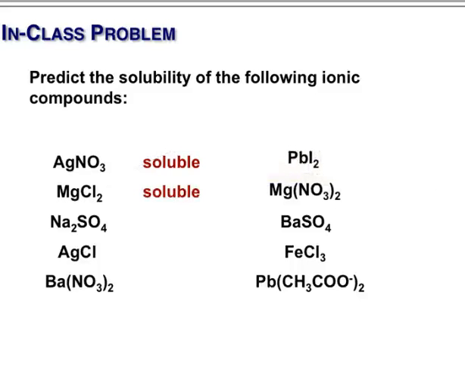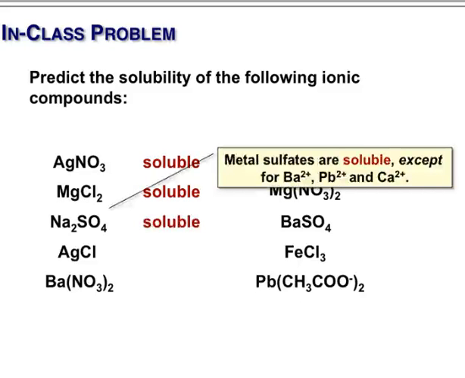Sodium sulfate. Virtually all sulfates are soluble, aren't they? Sodium is a group 1 element. All of its salts are going to be soluble too. This is a winner. Twice over. For the sulfates, the ones that are not are barium, lead, and calcium.